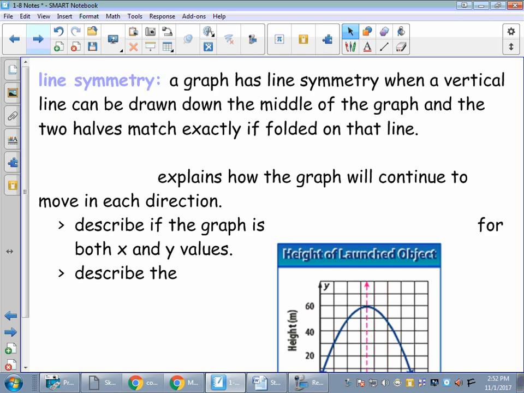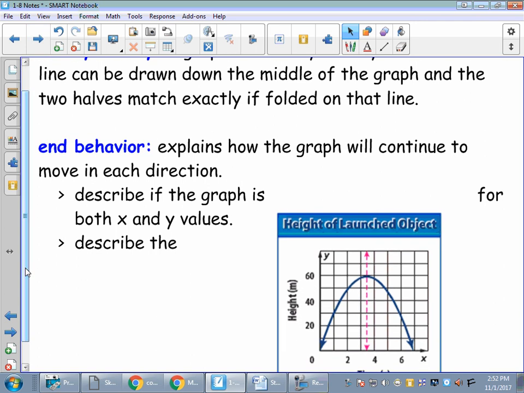Then we're going to talk about line symmetry. Some graphs have line symmetry, and it's when a vertical line can be drawn down the middle of the graph, and the two halves match exactly if folded on that line. And so this graph here, that pink dotted line, is line symmetry. And then end behavior is just something else I can use this graph to help explain. It explains how the graph will continue to move in each direction. So it describes that the graph is increasing or decreasing for both the x and y values. You're really describing the two ends.